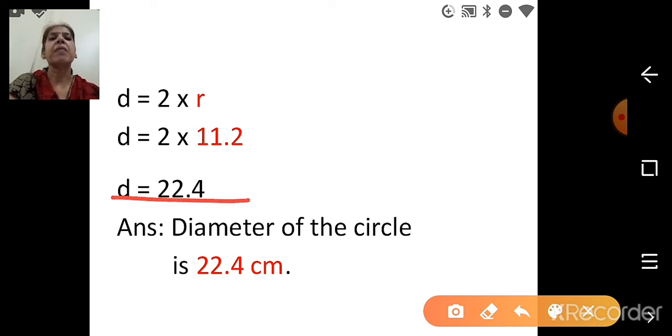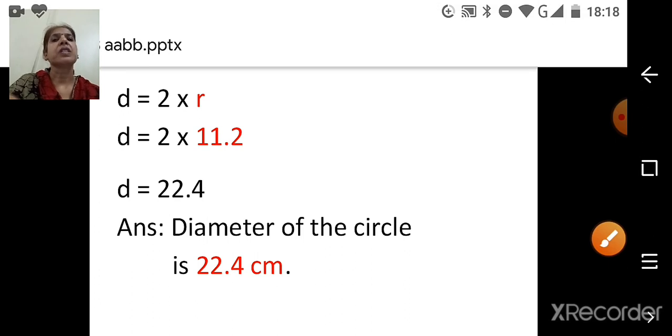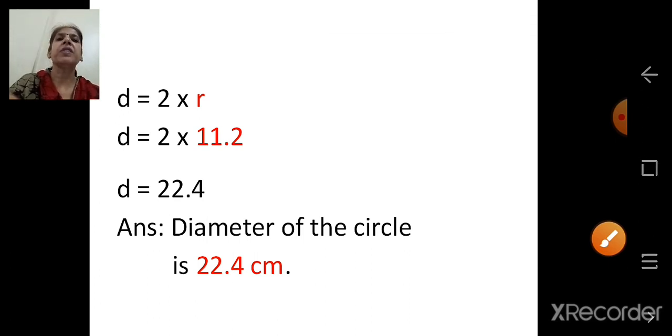22.4. Diameter is 22.4. So the diameter of the circle is 22.4 centimeter. So the method is the same, only we have to take care of the decimal. First we remove the decimal and then the final answer is again in decimal.